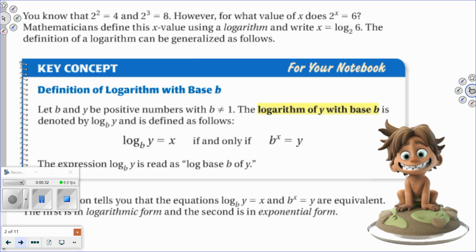Right, 2 squared is 4, 2 cubed is 8. I need something in between there. So it's 2 point something, right? So using logarithms is what we can do to actually solve for those exponents. That's how we solve for things like that.